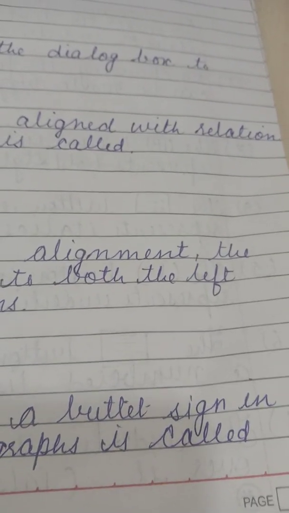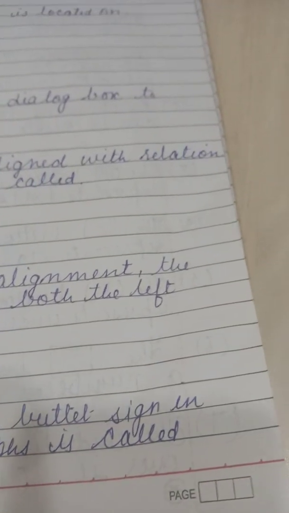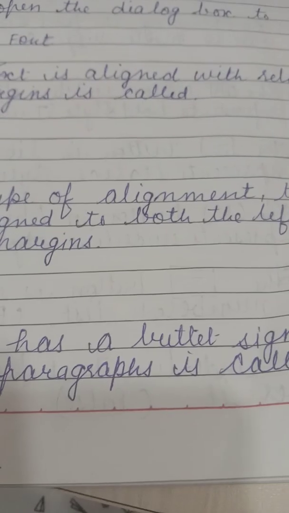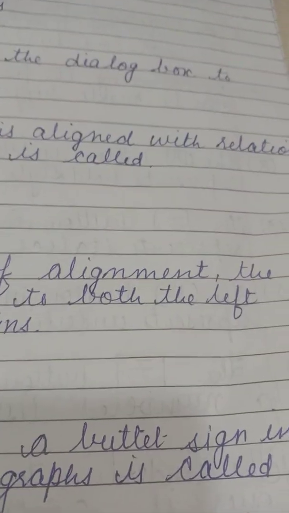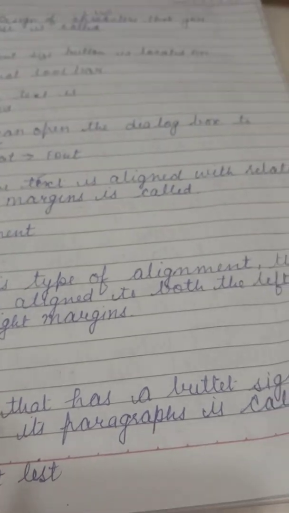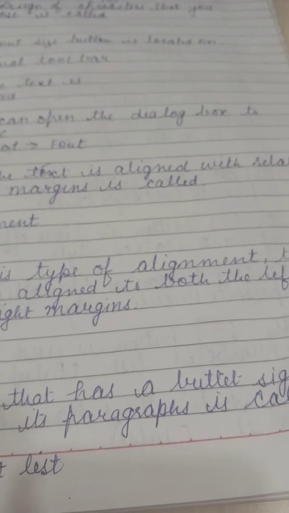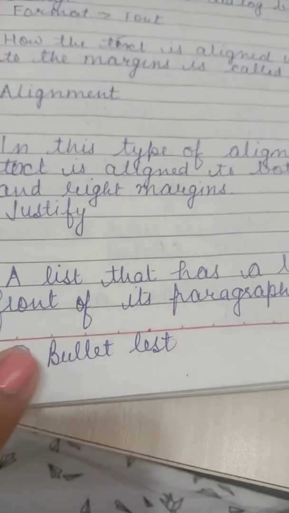In this type of alignment, the text is aligned to both the left and the right margin. Justify. The type of alignment in which the text is aligned to both the left and right margin is justified.